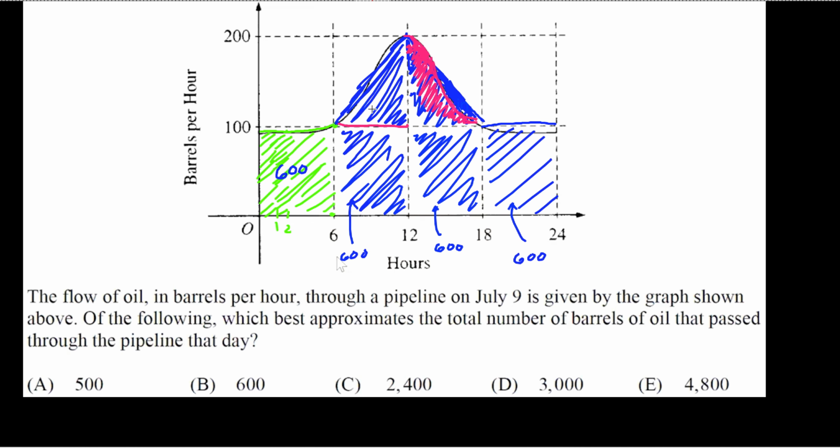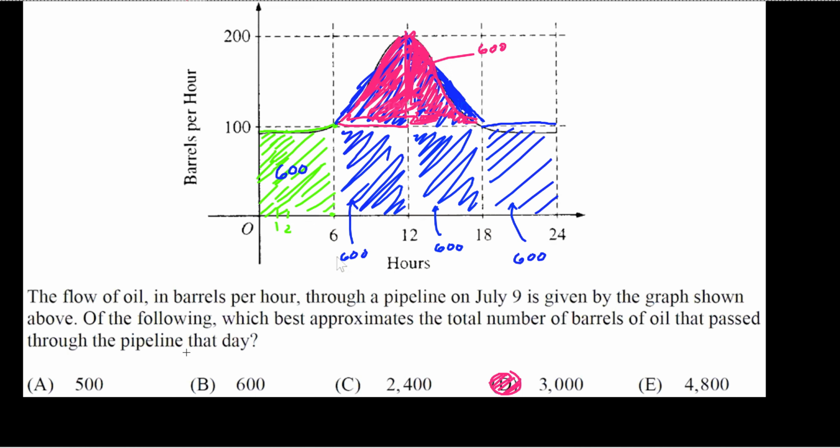This is 6, and then this height is 100. So 600 divided by 2, for the area of a triangle, is 300. And then this one's 300. So the total is 600 here. So then this piece is 600, and this whole pink part is roughly 600, by using the triangles. And now I have 600 times 5, which is 3,000, and that's a good estimate for what the question is asking.